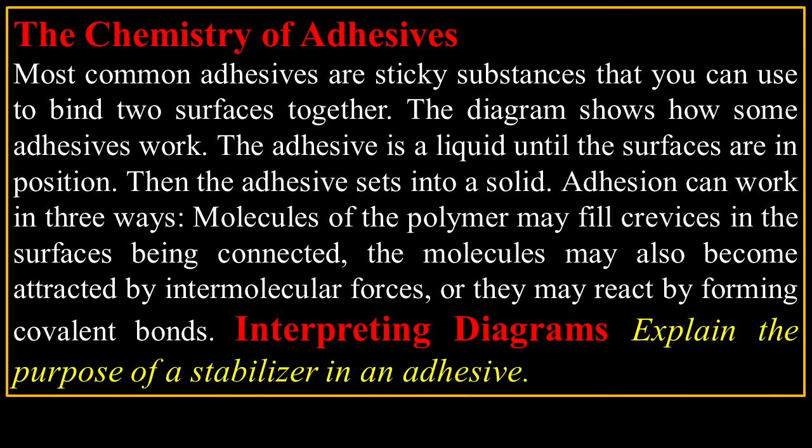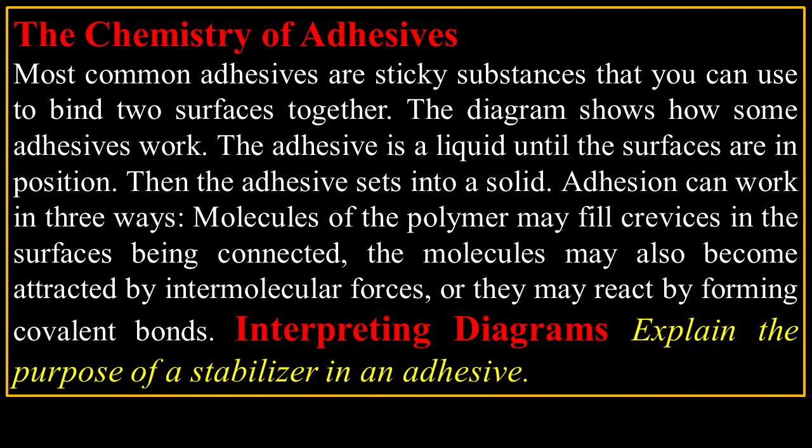The chemistry of adhesives. Most common adhesives are sticky substances that you can use to bind two surfaces together. The diagram on the next page shows how some adhesives work. The adhesive is a liquid until the surfaces are in position. Then the adhesive sets into a solid. Adhesion can work in 3 ways. Molecules of the polymer may fill crevices in the surfaces being connected. The molecules may become attracted by intermolecular forces, or they may react by forming covalent bonds.